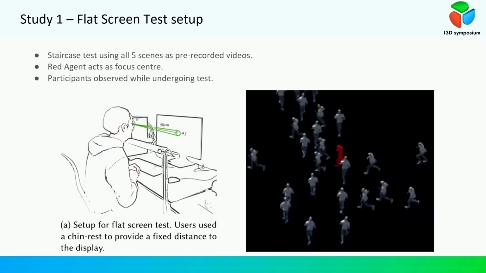The setup goes like this. We have a staircase test using all 5 scenes as per recorded videos. As they are videos, and because we're using a flat screen with no eye tracking capabilities, we have a red agent in each scene acting as the focus point for the participant. The participants were also observed while undergoing the test to ensure that the results are valid.